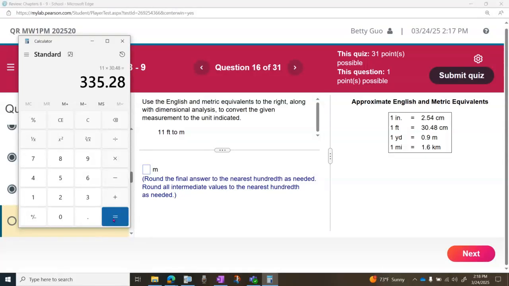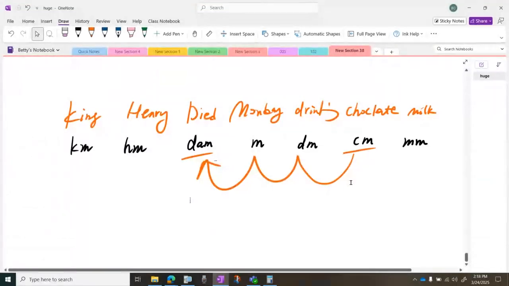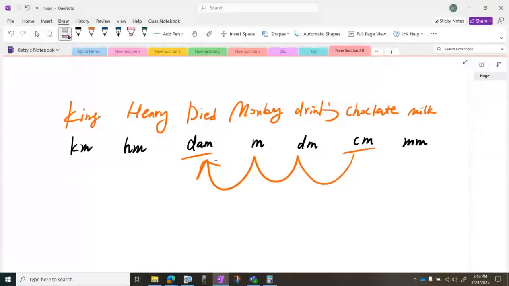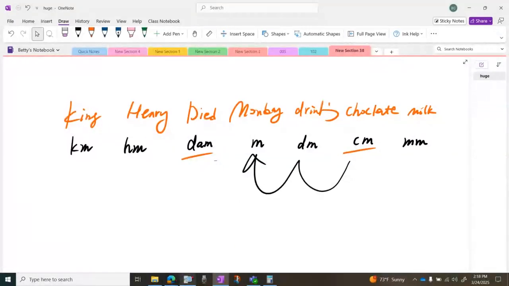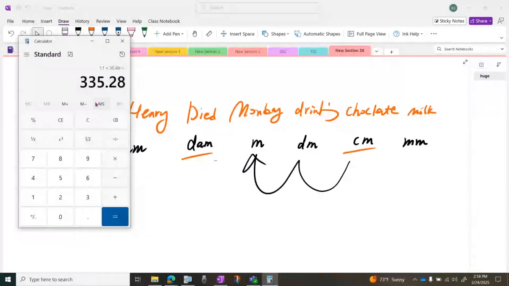Okay, centimeter is 100 times smaller than meter. Yeah, centimeter is a smaller unit. So in order to convert to meter, as you can see, from centimeter to meter, move to the left twice. 1, 2. So the answer is going to be 3.3528.